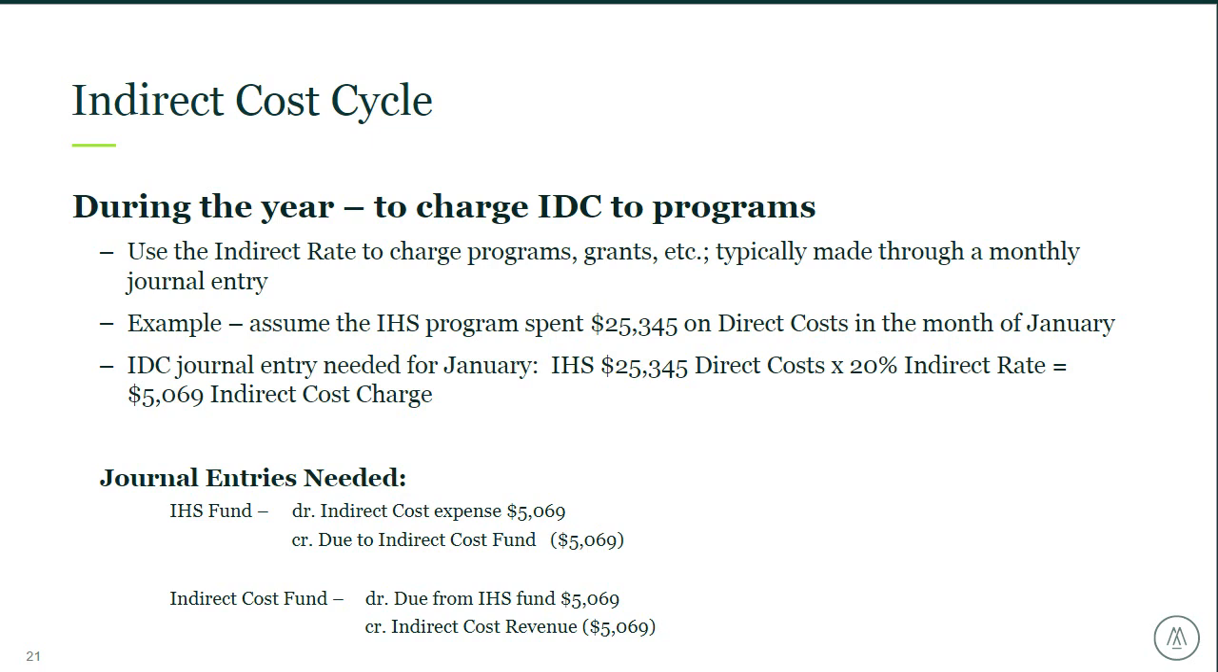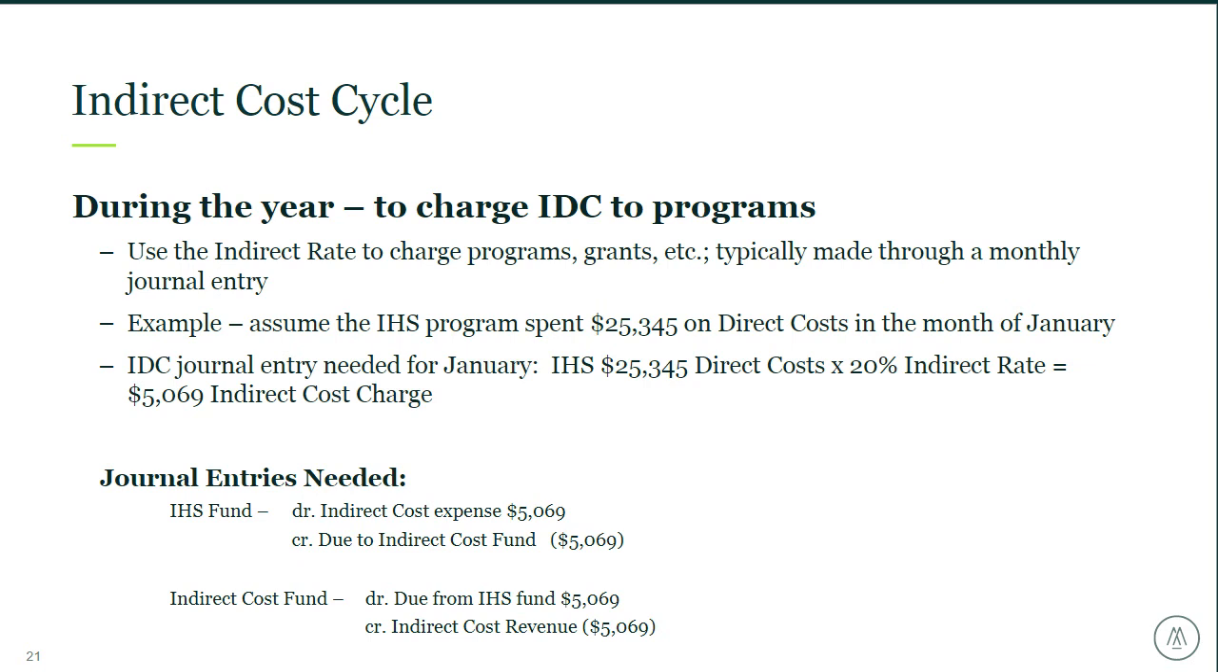Because the indirect cost fund is where you're actually incurring those expenses, like I showed you on the previous slide. And then on the indirect cost fund side, you would debit your due from your IHS fund of $5,069 and then credit your indirect cost revenue. I know some tribal governments choose not to do the due from entry in this case, and they true it up at the end of the year, but this is what the ideal journal entry would look like for charging your indirect cost to the program. So this is during the year.